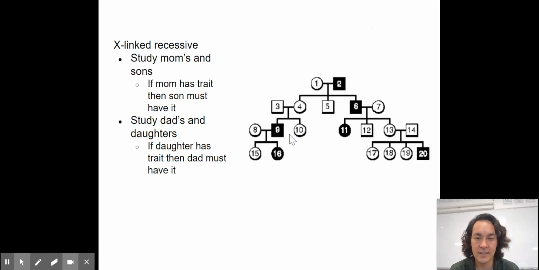So we're almost done. X-linked recessive. This one follows all the rules. It can be X-linked recessive. Notice how a daughter has it, dad has it. There are no moms and sons with it. It has more boys than girls.